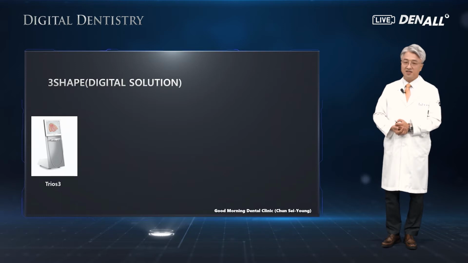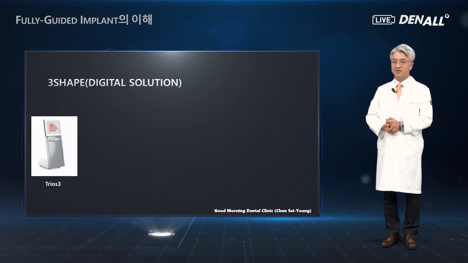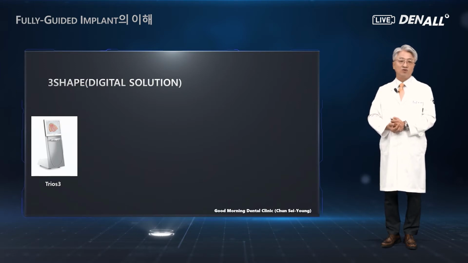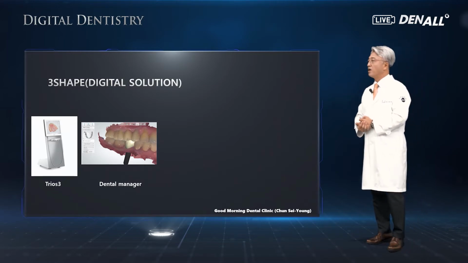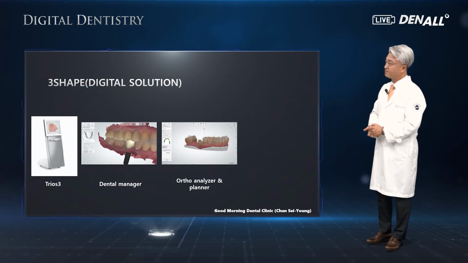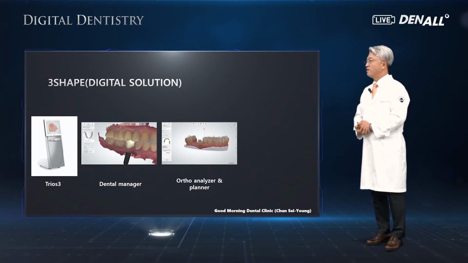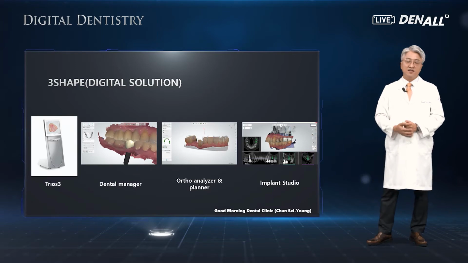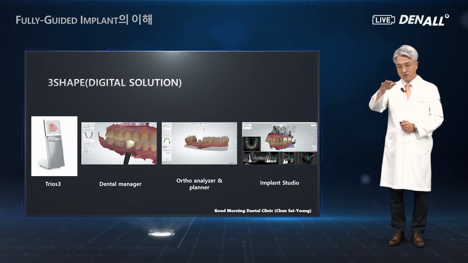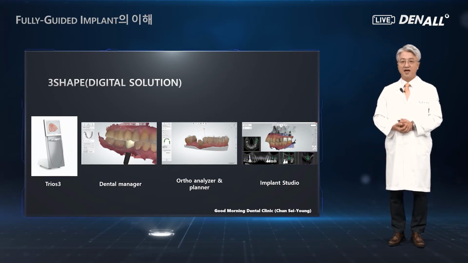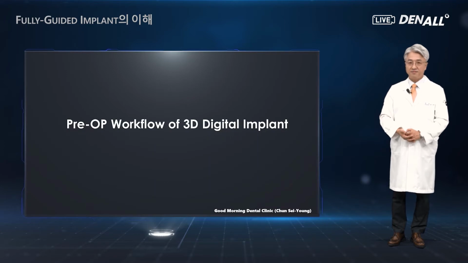Here, briefly, let me explain or introduce a three-shape digital solution. Three-shape digital solution includes Trios 3, which is Trios 4 now, the oral scanner, which is the most precise one, prosthesis CAD software, dental manager, and ortho software, Implant Studio. It is equipped with the full line of dental CAD software, the top-notch level around the world.